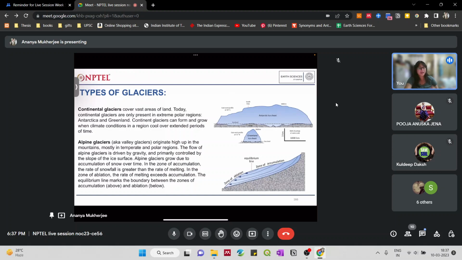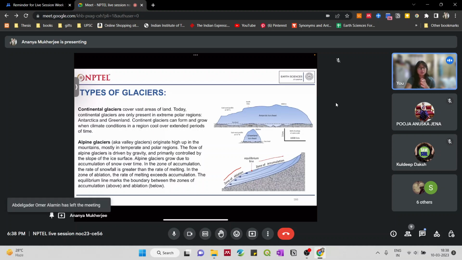So for alpine glaciers, you have two very different zones. There is the zone of accumulation and the zone of ablation. The zone of accumulation is usually at the higher elevations and the zone of ablation is much lower. The line that divides the zone of ablation and the zone of accumulation is called the equilibrium line. Even understanding the equilibrium line behavior is going to help you get an idea whether the glacier is growing or retreating.